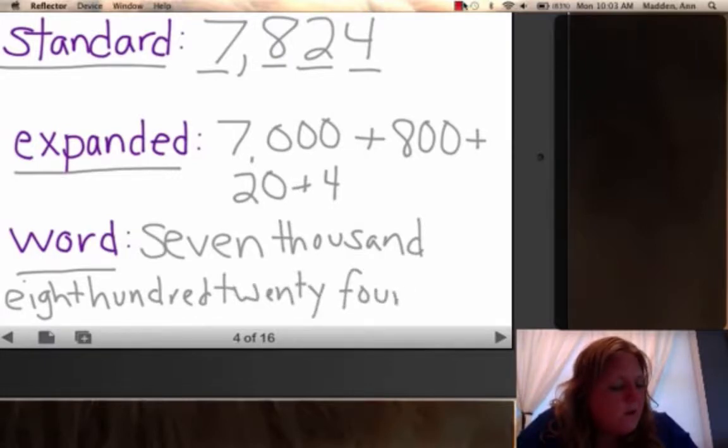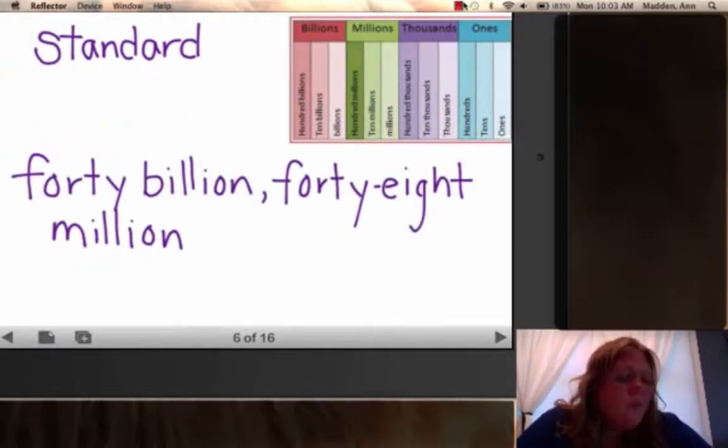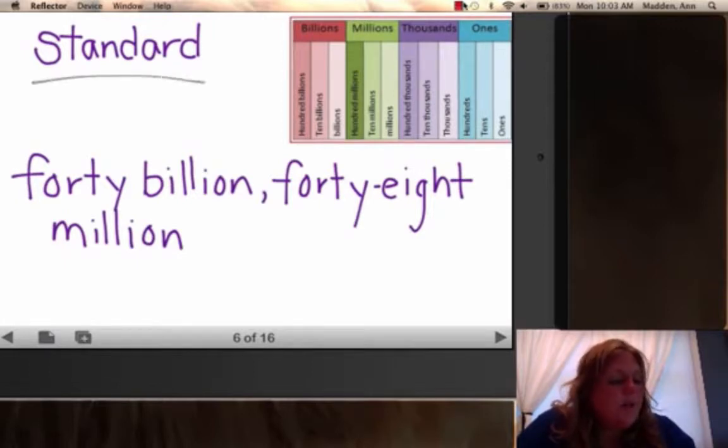24. Now the word form is a lot to write out, but it is important that you do know. Knowing from that standard, expanded, and word, we're going to do a couple practice problems here. It is telling me to write my number in standard form. Here is my number, 40,048,000,000. Not a lot of words in there, but each number fits in a specific spot.